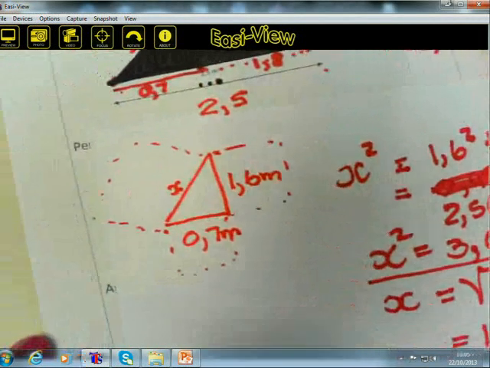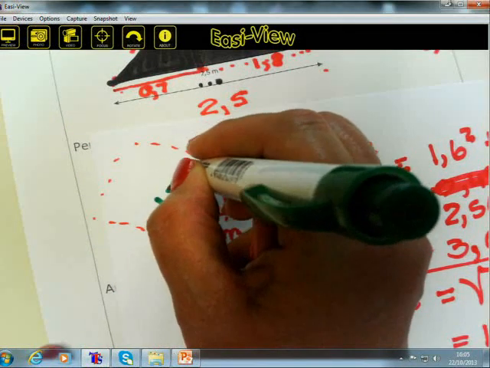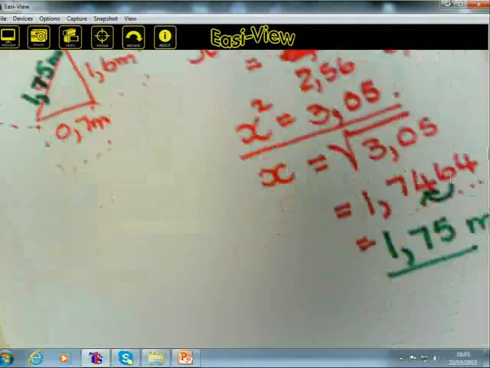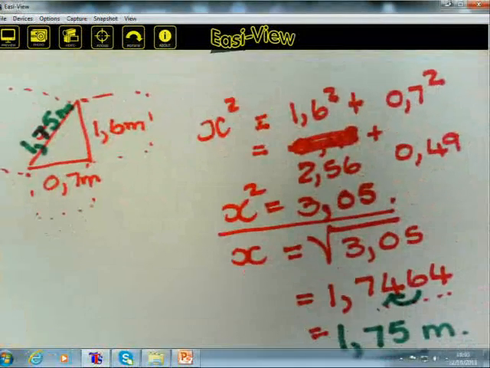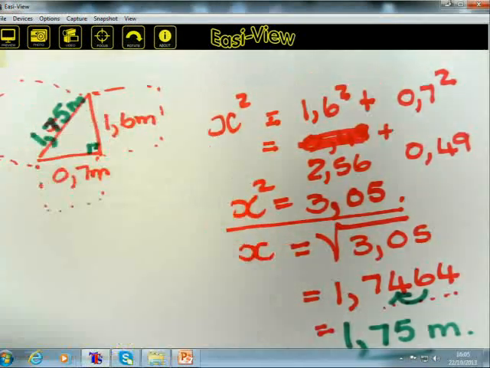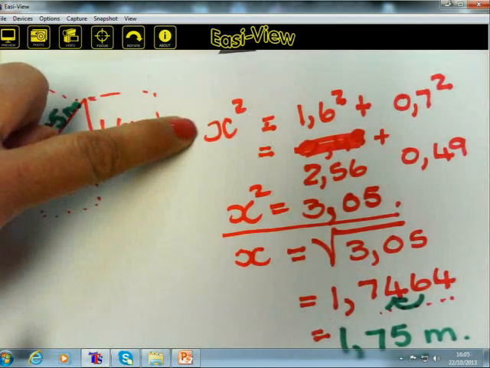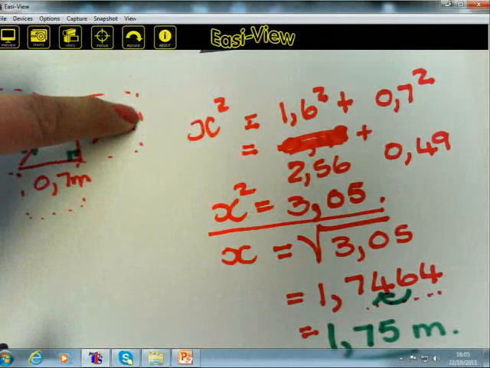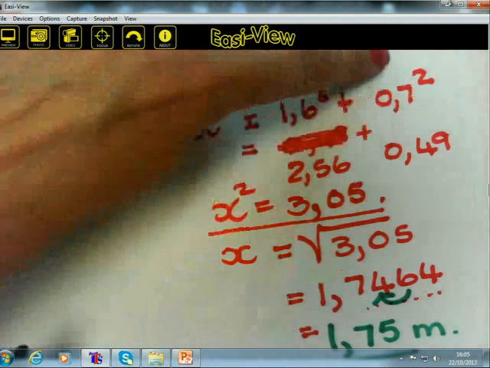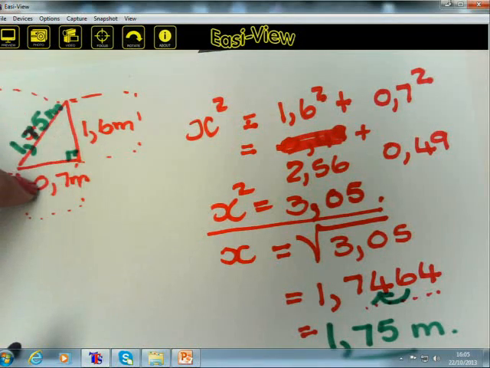Let's go back to our sketch. This x is going to be 1,75 meters. Alright, what did we do now? We used the theorem of Pythagoras to determine the length of the hypotenuse of that right-angled triangle. This is a right-angled triangle. And how did we do that? We said x squared is equal to 1,6 squared plus 0,7 squared, and that gave me 2,56 plus 0,49, and it's 3,05.